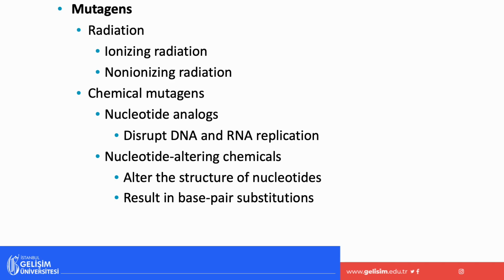All right, mutagens can be physical or chemical agents that cause mutations in DNA. Physical mutagens include ionizing and non-ionizing radiation, while chemical mutagens include nucleotide analogs and nucleotide-altering chemicals. Nucleotide analogs can disrupt DNA and RNA replication by incorporating themselves into the growing nucleic acid chain. Nucleotide-altering chemicals are able to alter the structure of nucleotides that result in base pair substitutions.